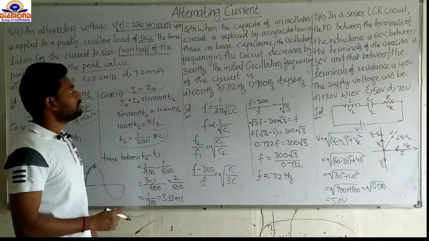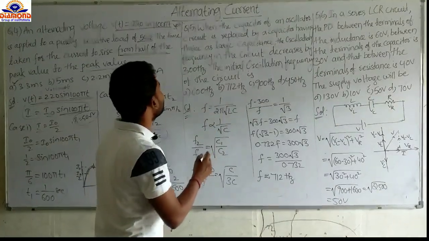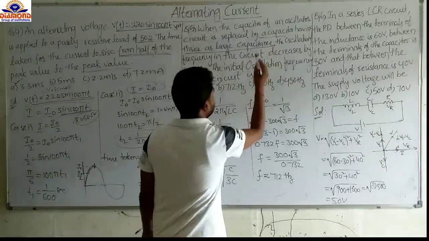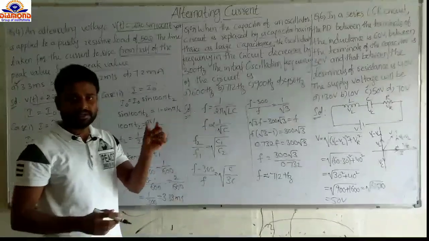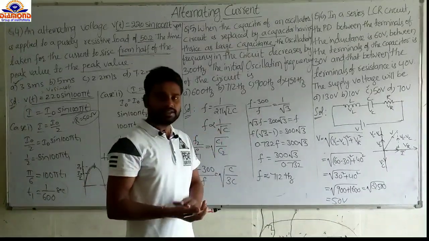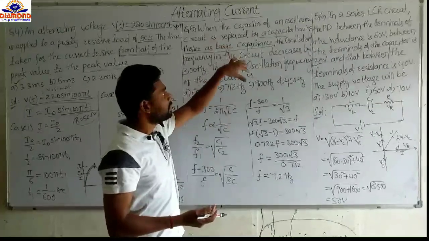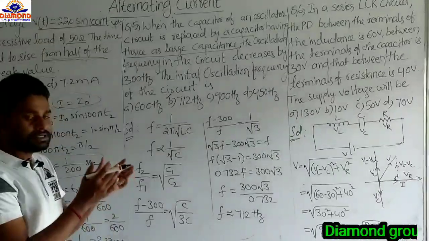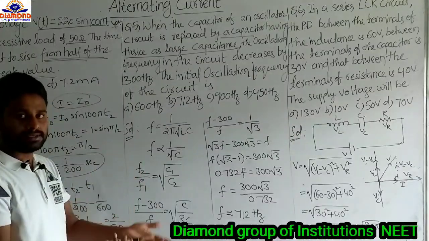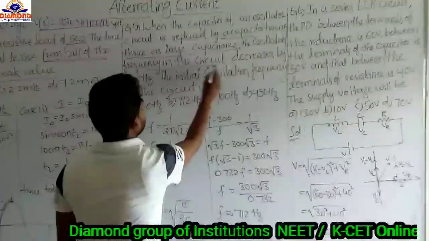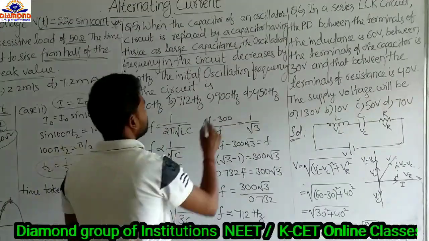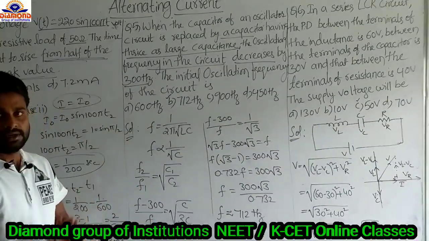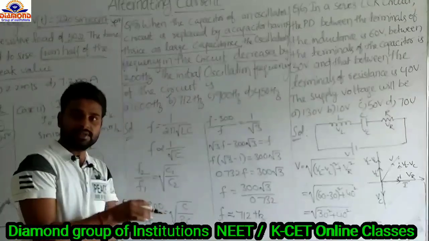Now come to question number 5. When the capacitor of an oscillator circuit is replaced by a capacitor having thrice as large a capacitance. That means first they are using one capacitor, so value C, you can assume C, then next replaced by a capacitor which has a capacitance 3 times the initial capacitance. That means initially C1 equal to C, finally C2 equal to 3C. And the oscillation frequency in the circuit decreases by 300 Hertz. Here frequency is decreasing. So if capacitance increases, frequency decreases.